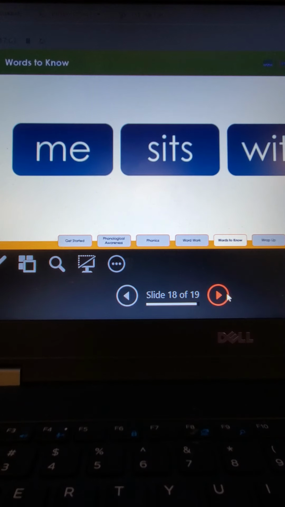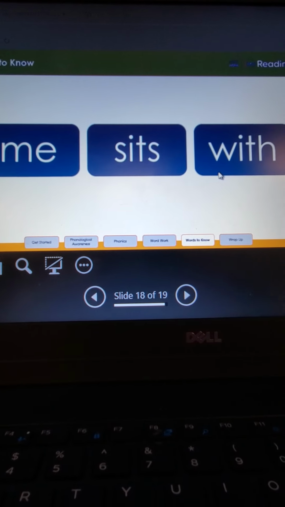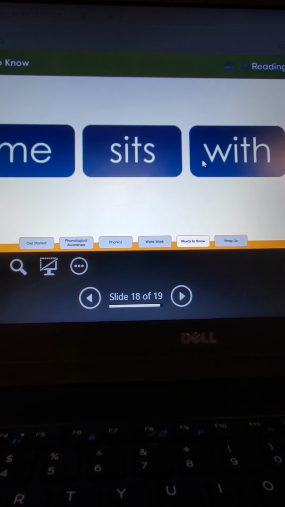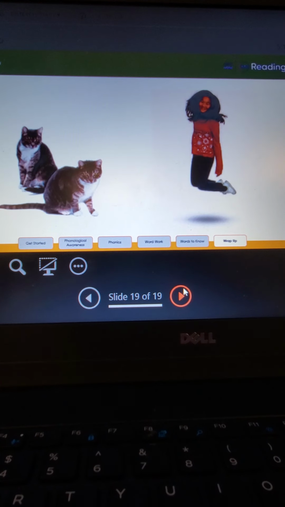Let's read all the new words we learned together. Ready? Me. Sits. With. We learned how to use the word ending S to tell about more than one noun. The word cats tells about more than one cat. We also learned how to use the word ending S to tell about an action, or a verb, that one person or thing does. The word jumps tells what the girl is doing.